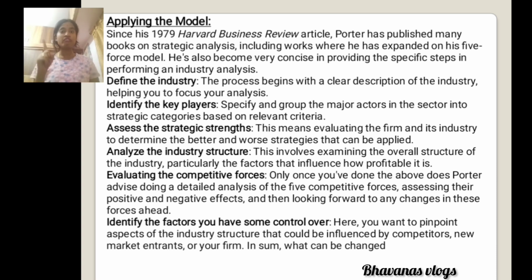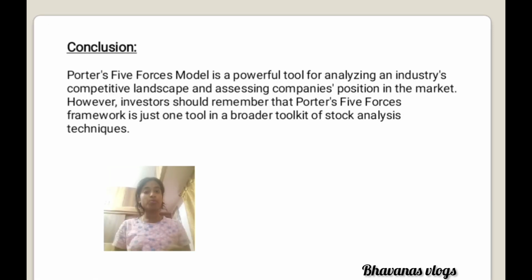First we should define the industry, which type. Then we should analyze on which group of people we should apply our Porter's 5 forces model, and we should analyze the strategies, and we should know the structure of the business, and we should know the competitors, and finally we should apply the 5 forces model. I hope you understood the Porter's 5 forces model which I have explained in this video. So here I'll conclude the topic.